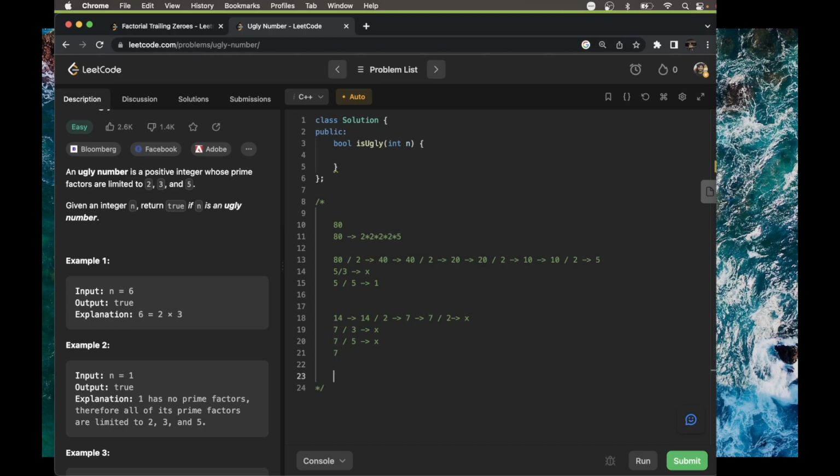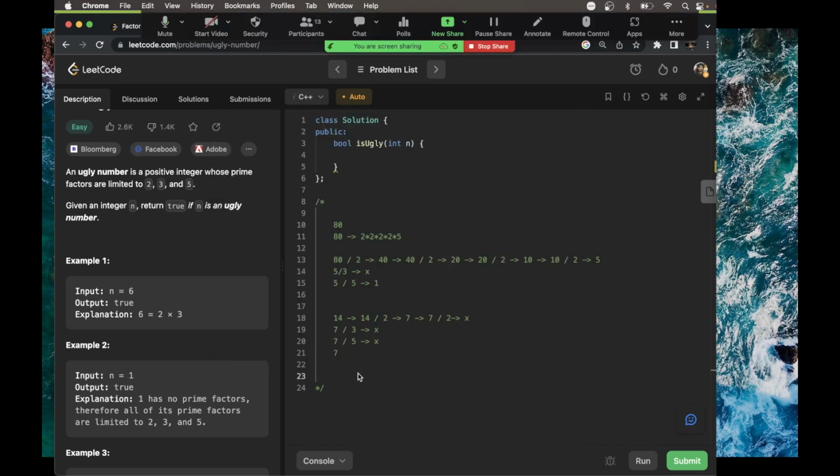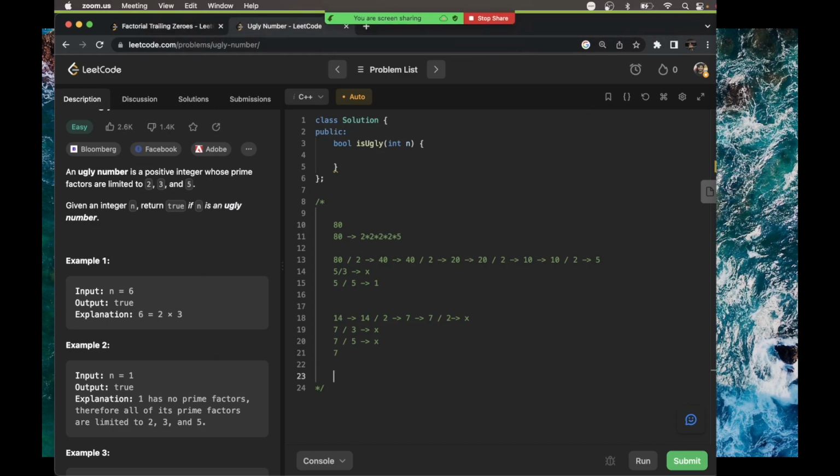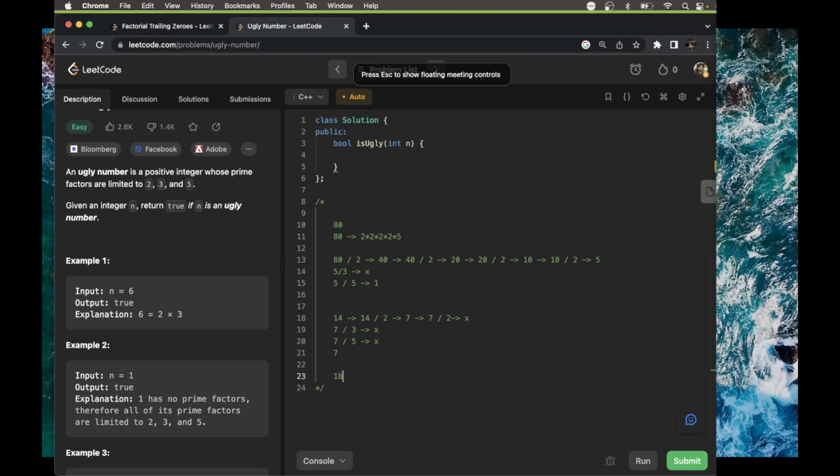Now let's take one more example. So if I take something like 180, let's take an example of 180. So if you try to divide 180 with 2, you get 90. If you try to divide 90 with 2, you get 45. You try to divide 45 with 2, you won't be able to divide it.